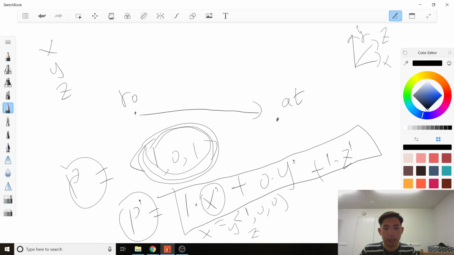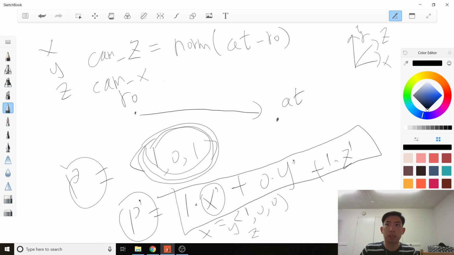Since the camera is looking at the focus, we can obtain z relatively easily. So cam z is just going to be the normalized focus minus ray origin. We have z, but we need two more vectors that are orthonormal to z. How do we do that? One way is to first get some arbitrary vector, and the cross product of cam z and any arbitrary vector will be orthonormal to both of them.